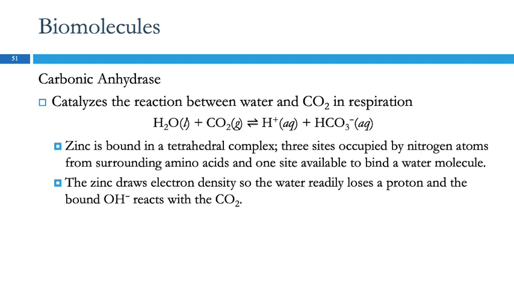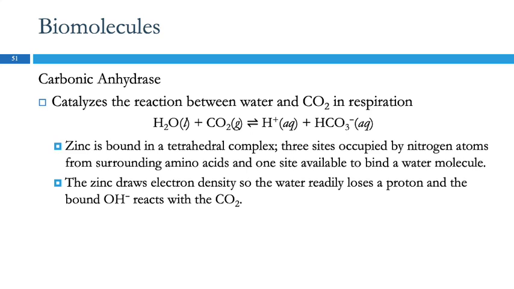Carbonic anhydrase is an enzyme that catalyzes the reaction between water and carbon dioxide in respiration. So water and carbon dioxide are going to form carbonic acid, essentially. So the zinc is bound in a tetrahedral complex with 3 sites having nitrogen atoms from the surrounding amino acids, and 1 site is available to bind the water molecule.